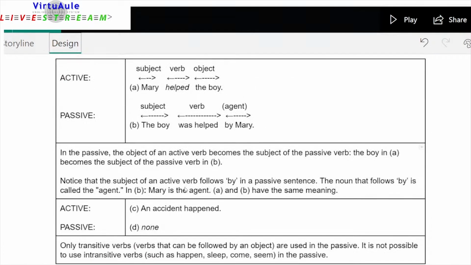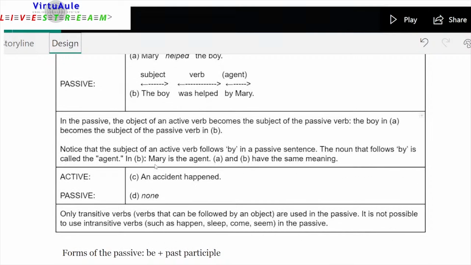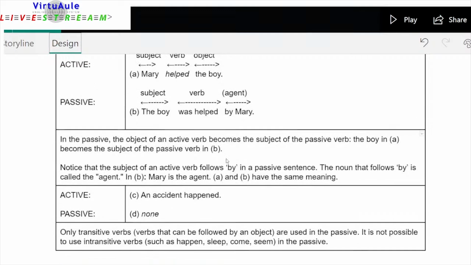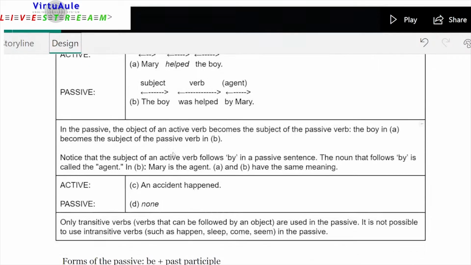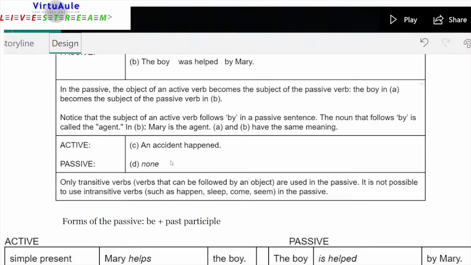Notice that the subject of an active verb follows by in a passive sentence. The subject, the agent, follows by in a passive sentence. The noun that follows by is called the agent. In B, Mary is the agent. In B, we have the same idea, the same type of meaning.